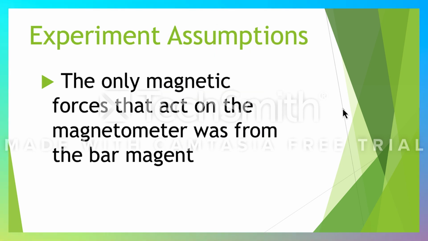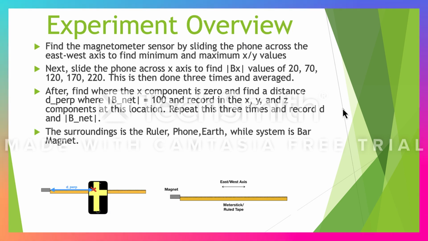So, experiment assumptions. I just assumed that the only magnetic force that acted on the magnetometer was from the bar magnet. The first part of this was to find the magnetometer sensor by sliding the phone across the east-west axis to find the minimum and maximum x values, and then next we slide the phone across the x-axis to find the magnitude of the magnetic field of x values.